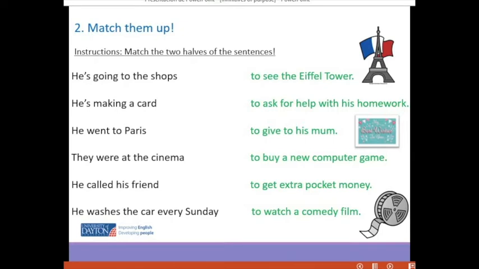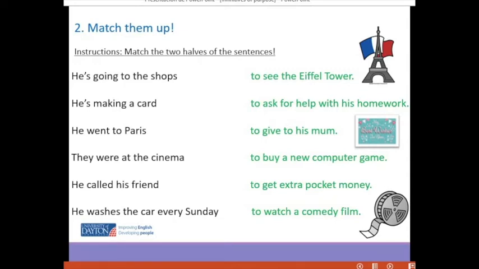Okay, next we have they were at the cinema. Why do you go to the cinema? What do you do at the cinema? Do you like to eat popcorn? Okay, next option is he called his friend. He called is with a telephone, a phone call. So he called his friend. This is in past. Okay, probably yesterday he called his friend. Why? Why do you call your friends on the phone?